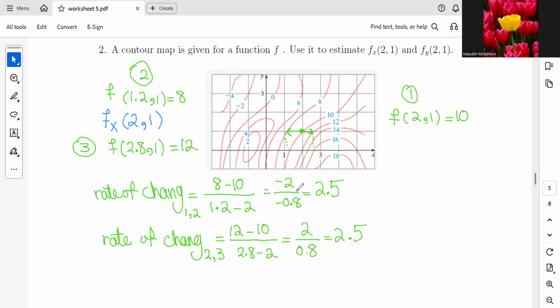Comparing these, we may find other points too. Comparing these, we can say that the derivative of f with respect to x at (2, 1) will be 2.5. Same process when you want to find the derivative of f with respect to y.